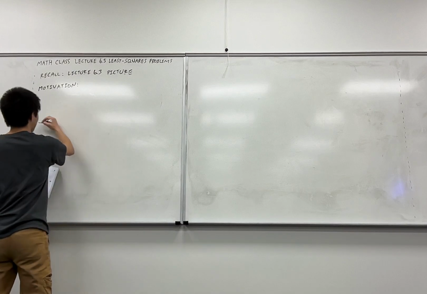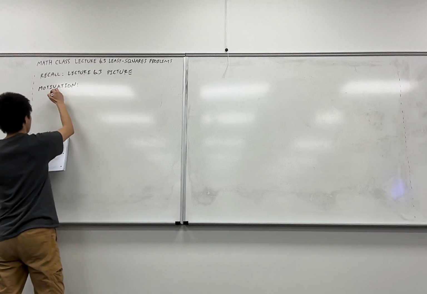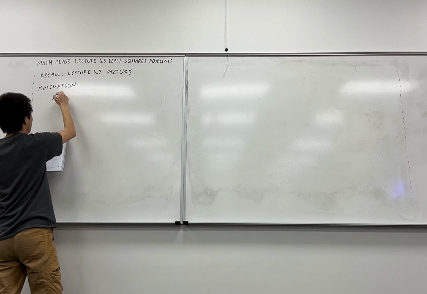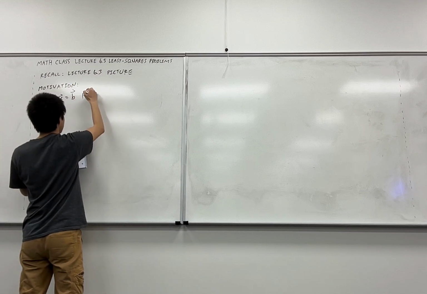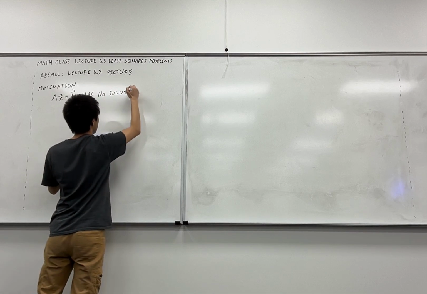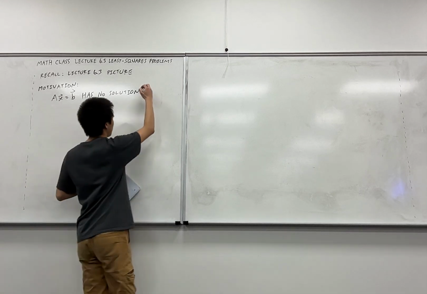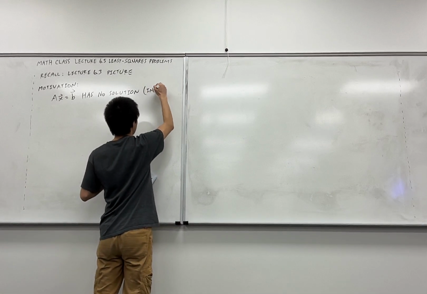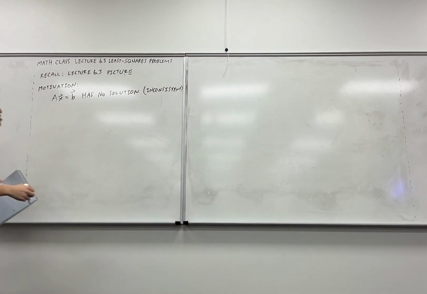And what that ends up looking like is, say I'm trying to solve this. I have A times X is equal to B. And I know that this has no solution. Okay? So another word we use for that is what? Inconsistent. So I have an inconsistent system of equations represented with the matrix equation AX is equal to B.